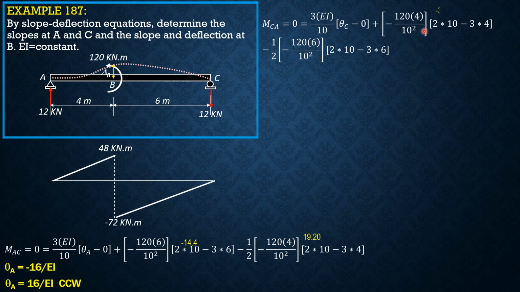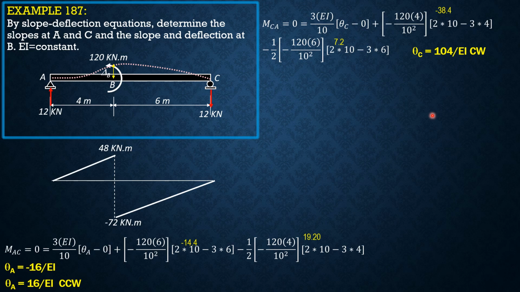The value of this is negative 38.4, while this one is positive 7.2. So from here we can solve theta C. 38.4 minus 7.2 divided by 0.3. So theta C is 104 over EI. Because it is positive, so it is clockwise from slope deflection sign convention.